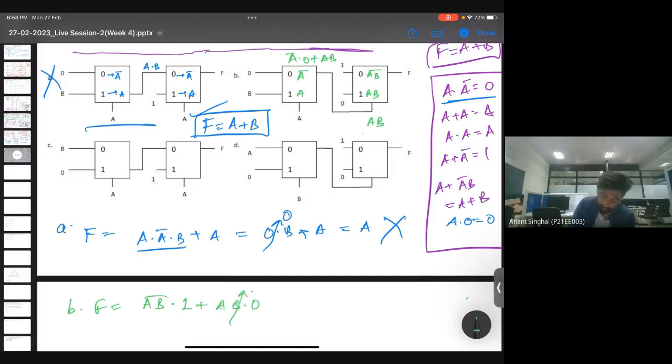So this term will get cancelled and the answer will be A into B whole bar, which is A bar plus B bar. So this is a NAND gate, not an AND. So option B is also incorrect. Has anyone come up with any answer till now?